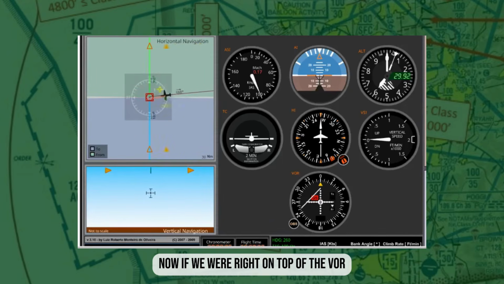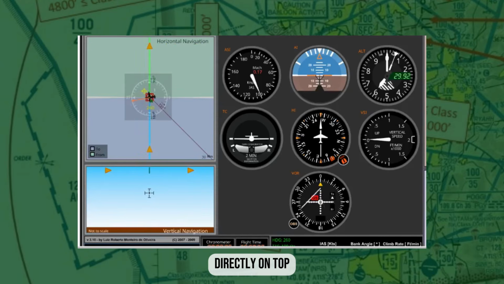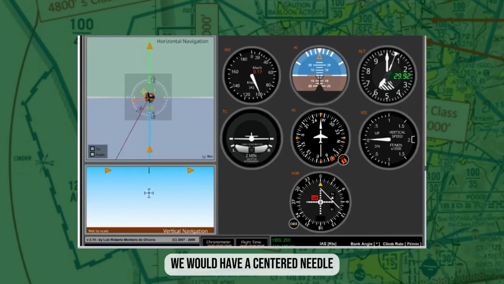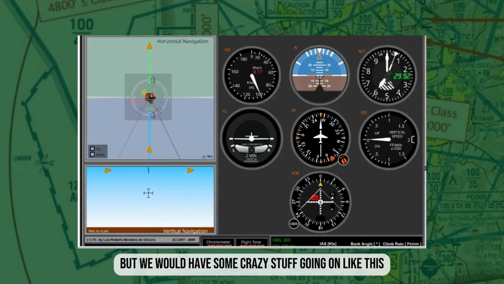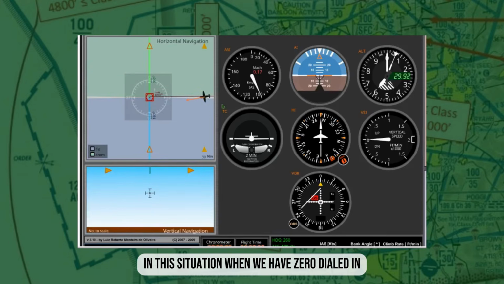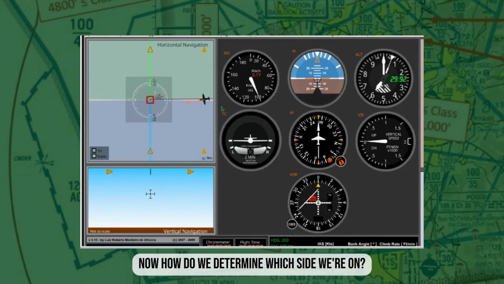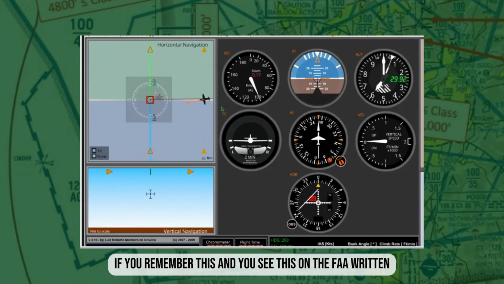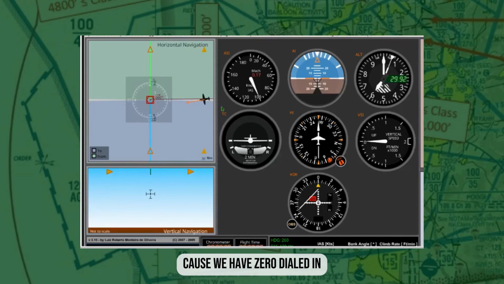Now, if we were right on top of the VOR, directly on top, we would have some crazy stuff going on like this. Now, if we are directly 90 degrees to the east or to the west, in this situation when we have 0 dialed in, we're going to be in no man's land between to or from. Now, how do we determine which side we're on? If you see this on the FAA Written, you should be like, yes, I know this. Because we have 0 dialed in, so we're either on 090 or 270.